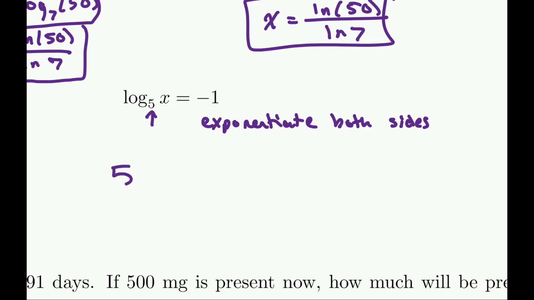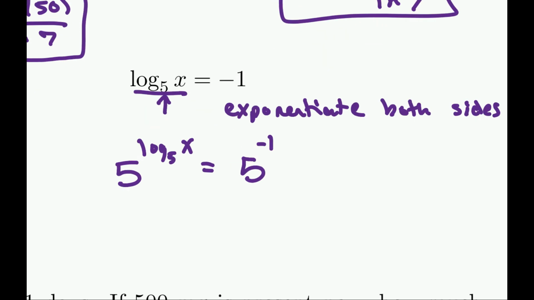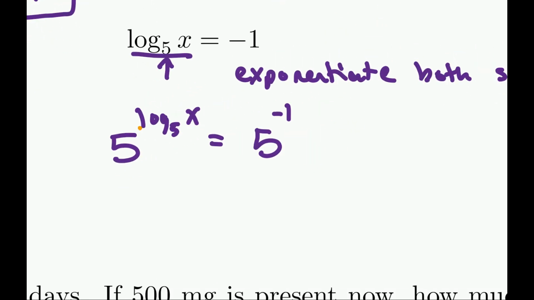So we're basically going 5 to the entire thing here. Log base 5 of x equals negative 1, so we raise 5 to both sides. We do that because an exponential base 5 cancels out a log base 5, and will just leave us with the x. And it's 5 to the negative 1.